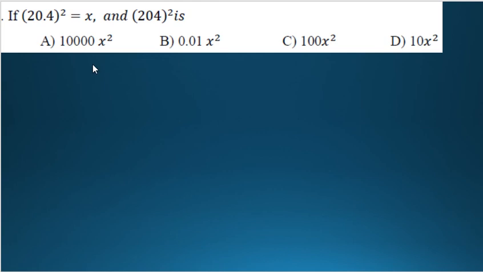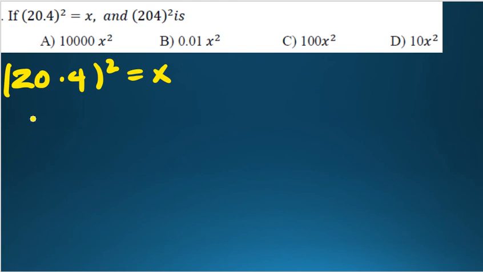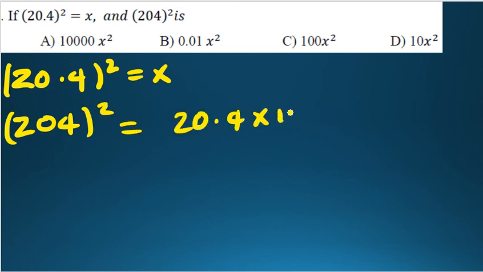The next question says 20.4 the whole square is equal to x. This is given. Then what is 204 the whole square? This number I can write as 20.4 times 10 the whole square. What did I do? I just expressed this in terms of 20.4, because I know 20.4 squared is x.